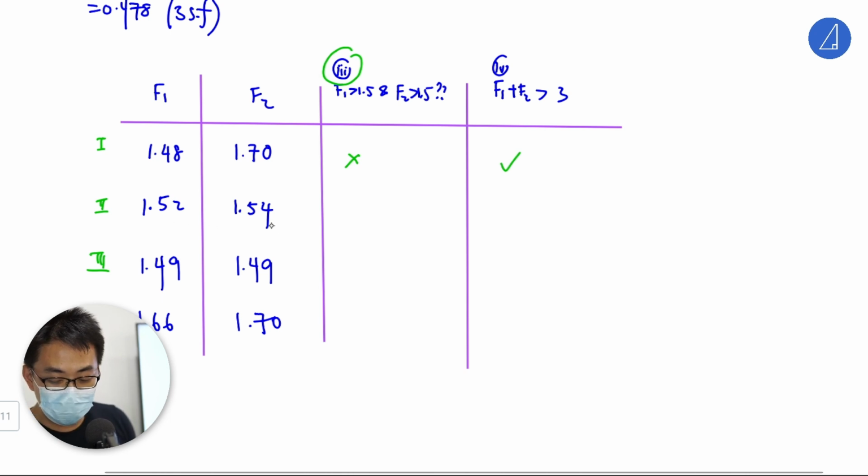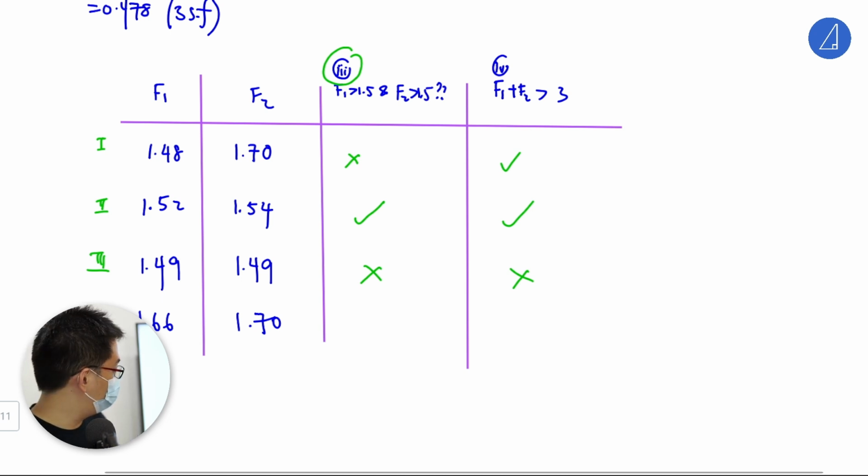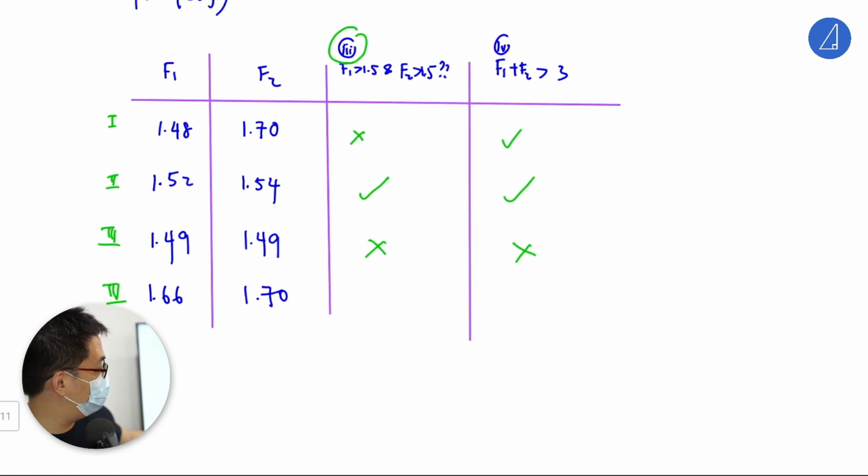This one here, does it satisfy case 3? Yes. This one here satisfies. This one here doesn't. Then of course this doesn't as well, because both are less than 1.5, so when you add up, it will definitely be less than 3. Then this one here satisfies both.